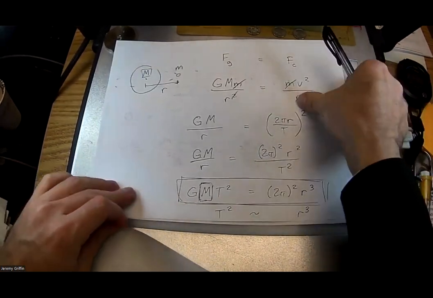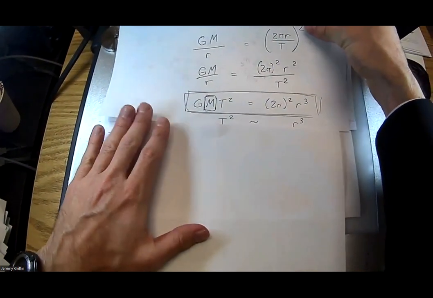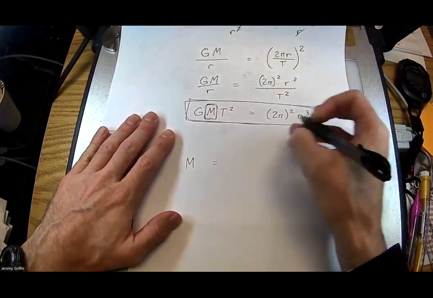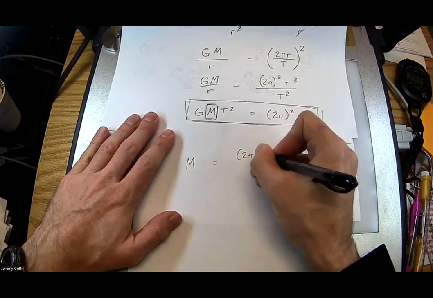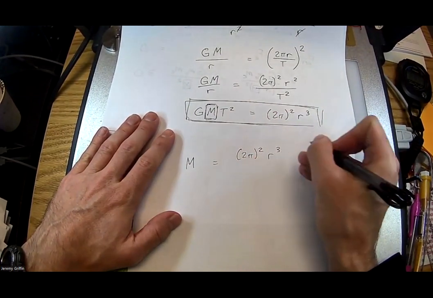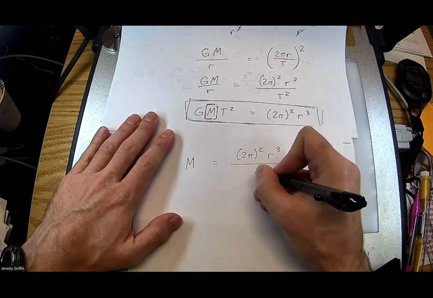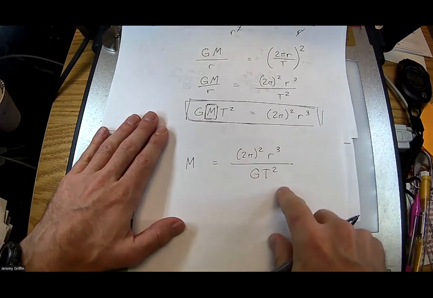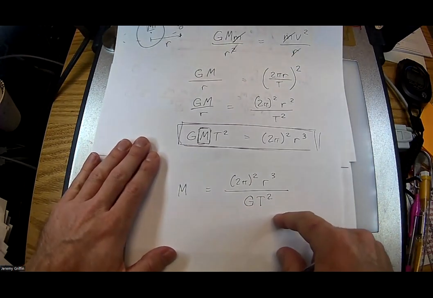Get some paper for that. Let's do that. So going to divide the G and the T squared over. So that's going to be mass of the planet is (2 pi) squared R cubed, all divided by G T squared. Right, there you go. So there's the solution in terms of variables.